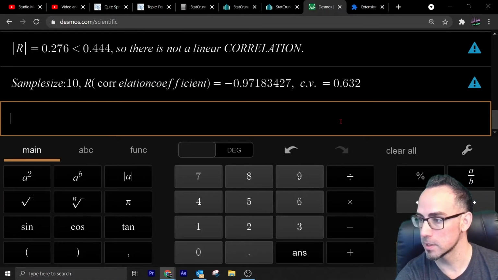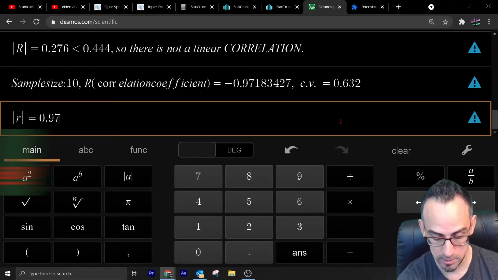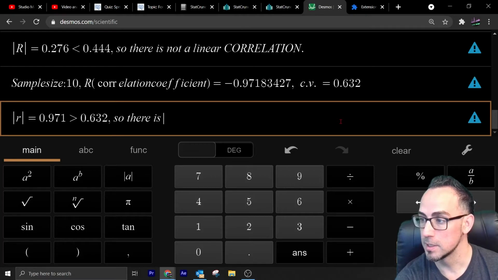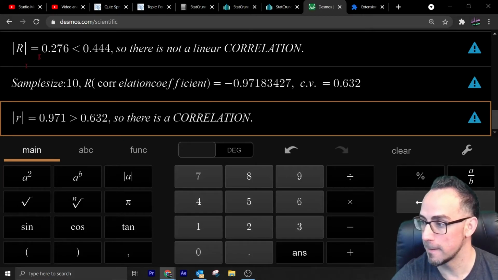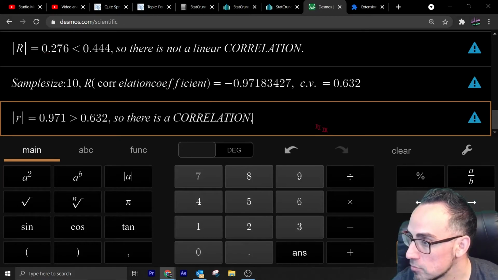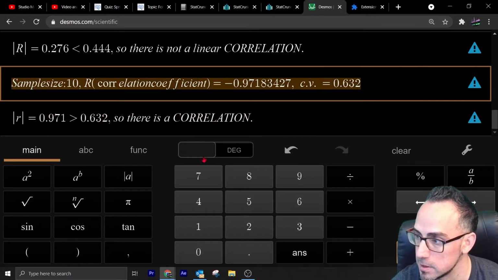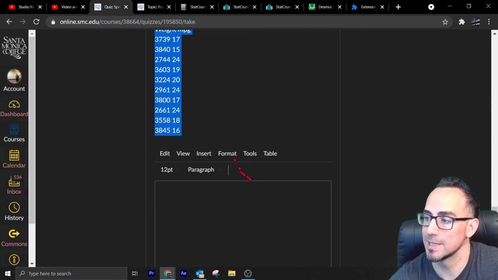0.632. And then check this out. I'm going to say the absolute value of R, which equals approximately 0.971, is greater than 0.632, the critical value. So there is a correlation. There is a correlation because of that. All right. So you need to show this work, right? Like this and this, you need to copy and paste it into the test for the exam.